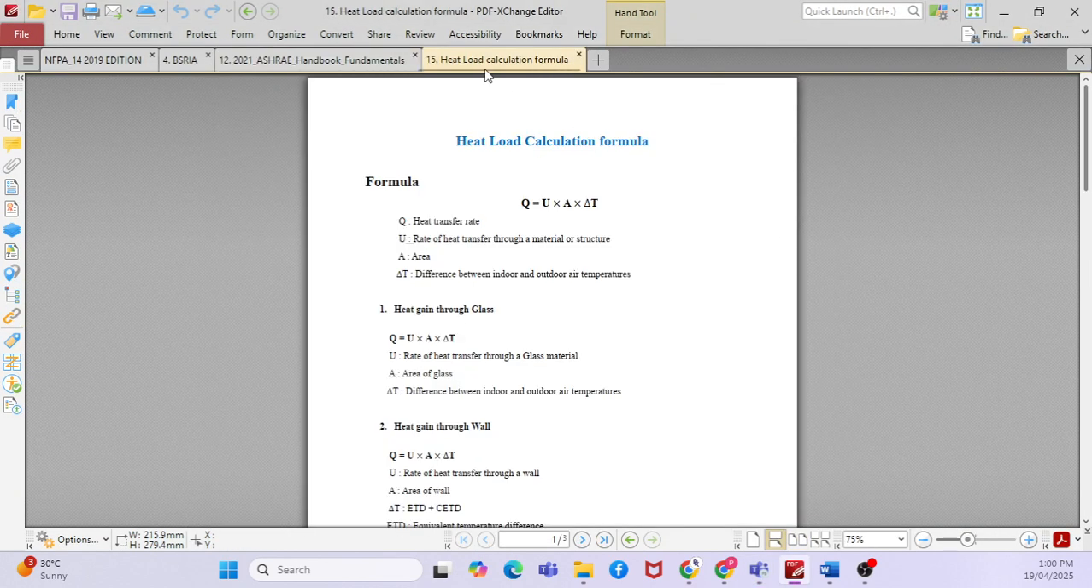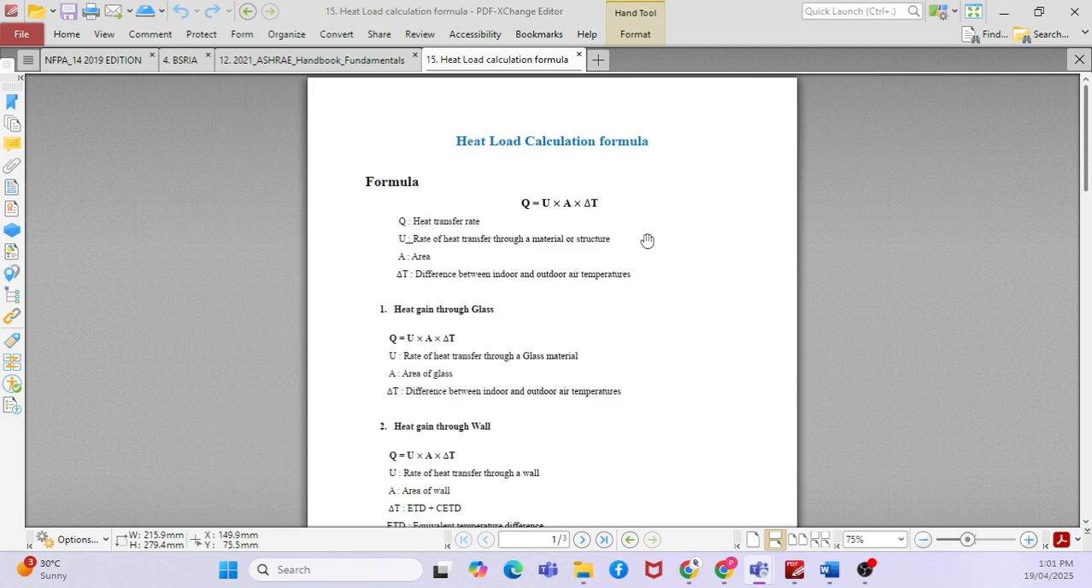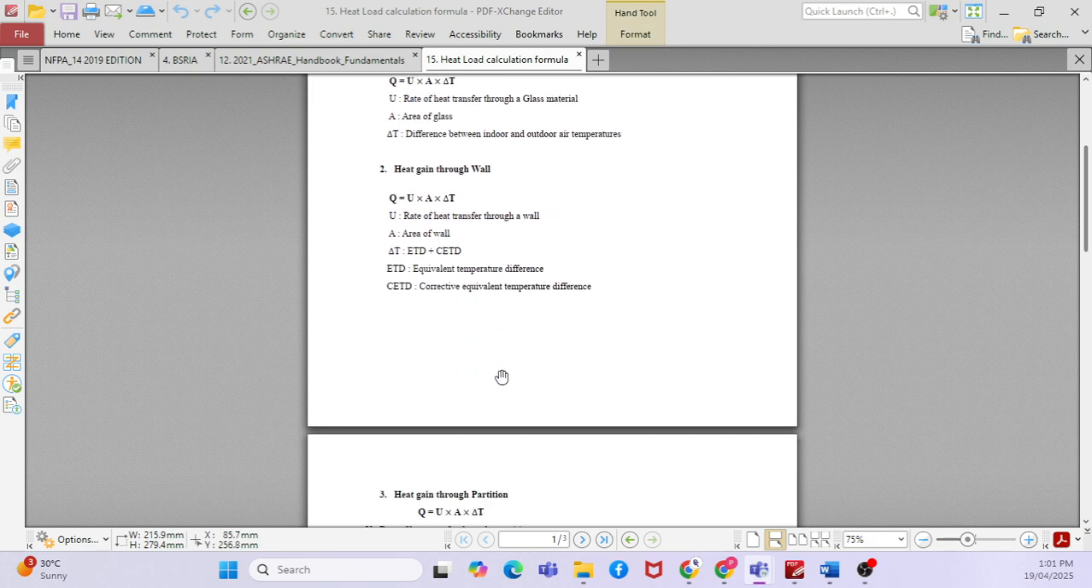What I was explaining before are these equations, the heat load calculation equations. Here you can see the heat transfer rate equation: the rate of heat transfer through a material or structure, based on the difference between indoor and outdoor temperature. This is the basic equation. Based on this equation, we are going to calculate the heat gain through the glass, through the wall.